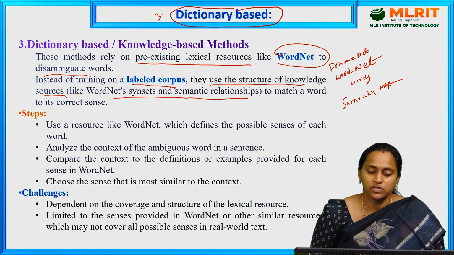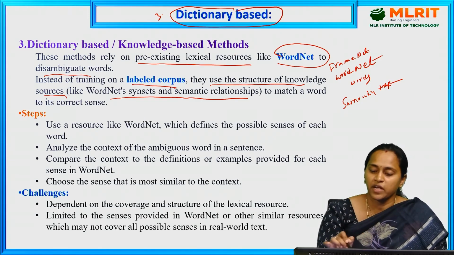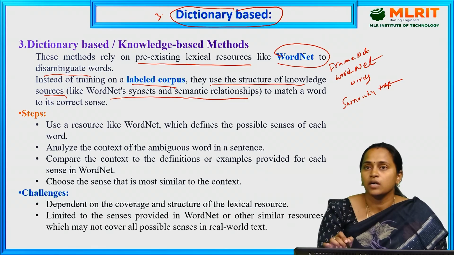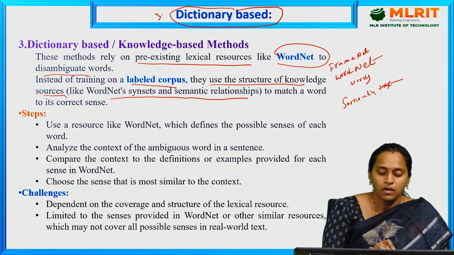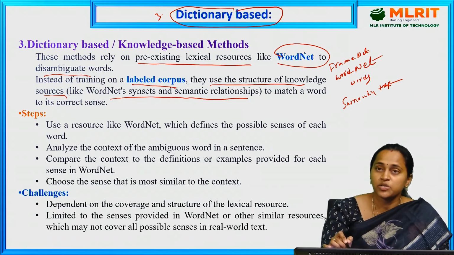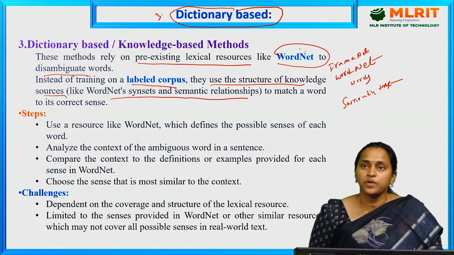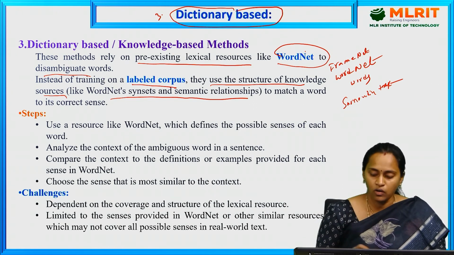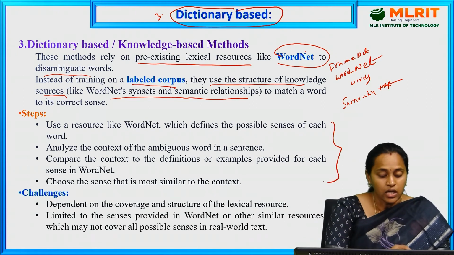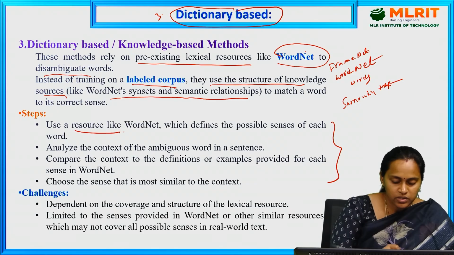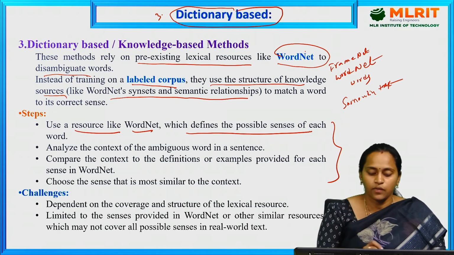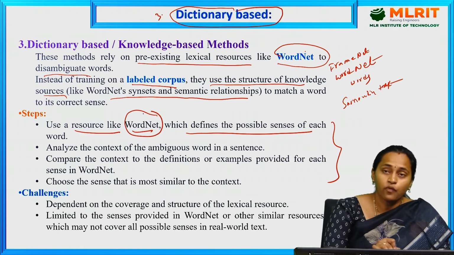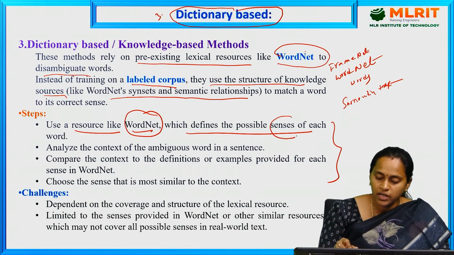In the next videos, we will discuss the lexical resources, FrameNet and WordNet. These are all very important concepts. Instead of a labeled corpus, we are using WordNet and some disambiguation methods. So how will the process go? Let's see. Use a resource like WordNet which defines the possible senses of each word. That means WordNet contains the words and defines the sense of each word.